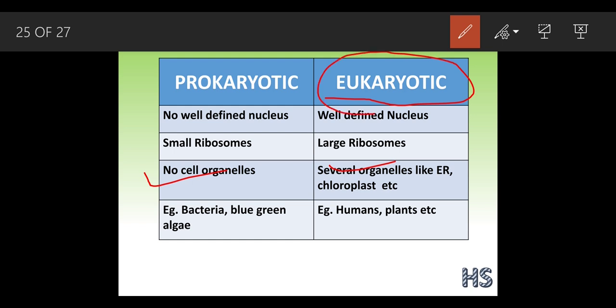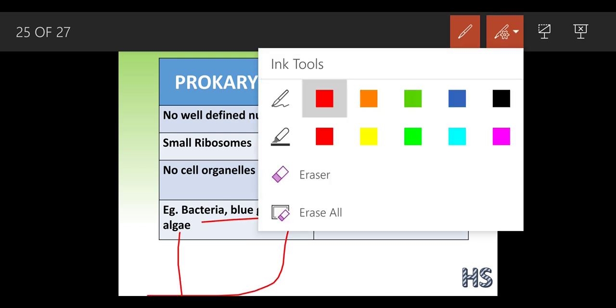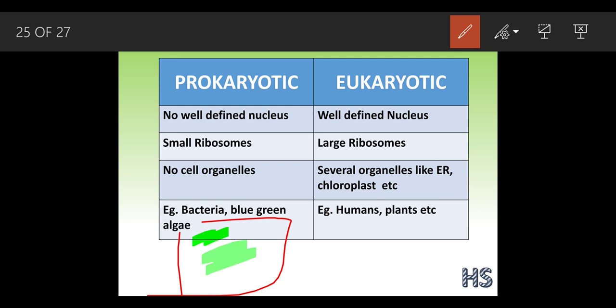Now, what are the examples of prokaryotes? That is bacteria and blue green algae. Many times you have seen this inside a pond, where we can see green color appear. Suppose this is a pond, and some green colored organism is there inside this water. This is nothing but blue green algae. This blue green algae is also called cyanobacteria.